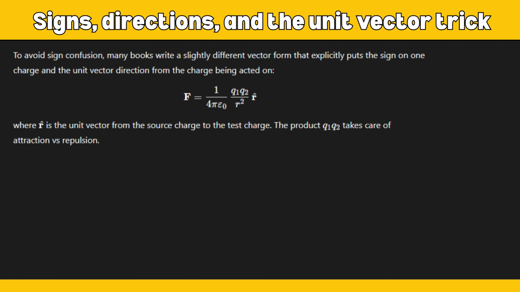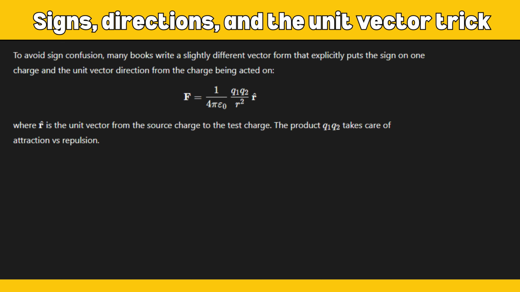To avoid any sign confusion, many textbooks write Coulomb's law in a slightly different way. They keep the product of the two charges as it is, and they make the unit vector point from the source charge to the test charge. The formula becomes F equals 1 divided by 4 pi epsilon 0 multiplied by Q1 times Q2, divided by R squared, multiplied by R hat. Here, R hat is simply a unit vector. It tells us the direction from the source charge to the test charge.